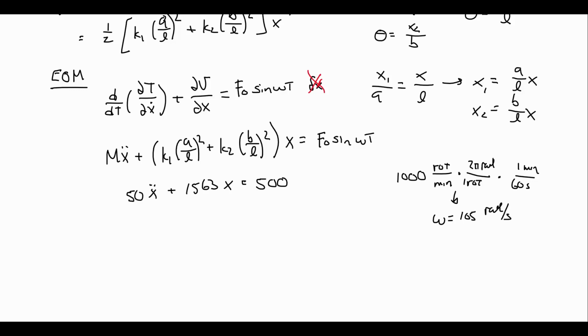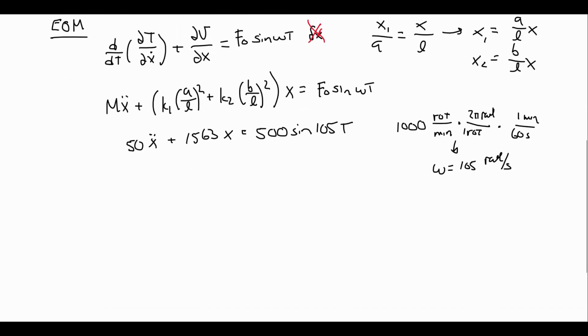So we want to make sure we're in the correct units. So sine 105 t. So we have our equation of motion algebraically. We have our equation of motion also done numerically, which is where we can proceed with. But before we proceed, we need to identify the type of system that we are dealing with.